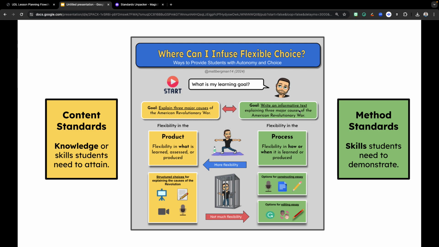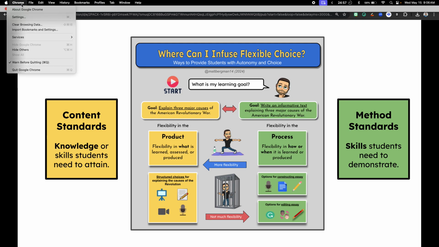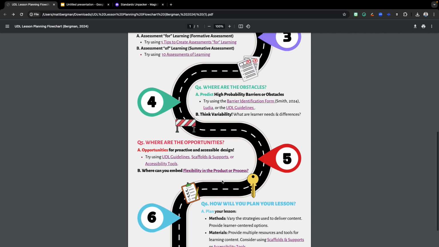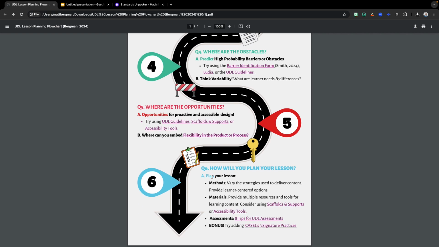When they're constructing the essay, we might provide them with a template, or perhaps we allow them to use text-to-speech tools or just a Google Doc. When we get to the point where students need feedback, perhaps we use a tool like Grammarly or peer feedback. A peer feedback choice board by Caitlin Tucker is amazing. You might want to use that. Or even just having a one-on-one meeting with the teacher. So when we can design for ways to have opportunities for proactive and accessible design, then we just start planning our lesson. And remember, your lesson, you want to start thinking about methods that you're using and materials that you're using, and designing assessments in a way that are going to meet the needs of all learners.